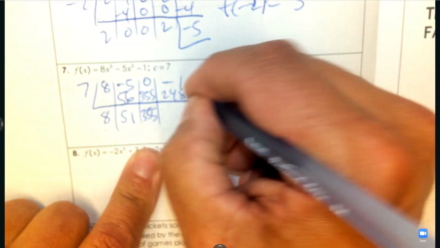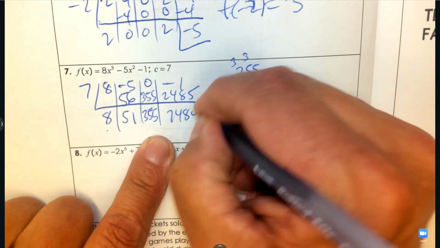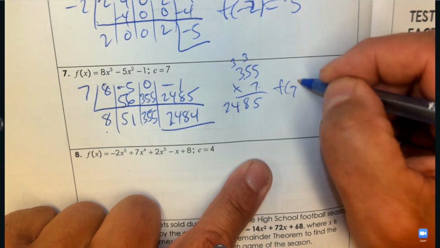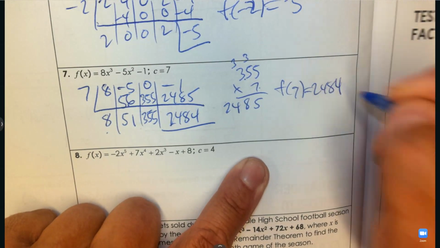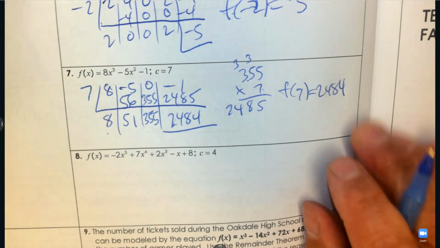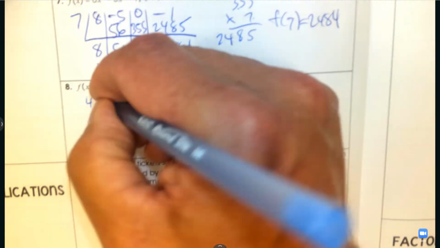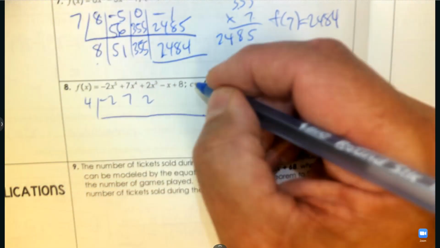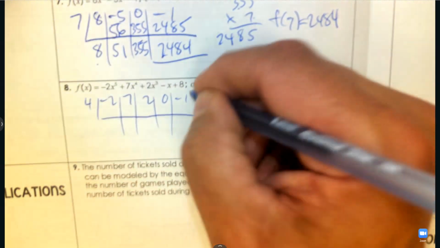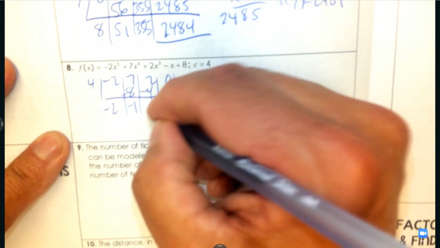So it's 2,485. Subtract 1, so it's 2,484. And so if I plugged in 7, that's the answer. It's still way easier than plugging in and trying to do it the old-fashioned way. Okay, one more time. 8. Evaluate at 4. You have negative 2, 7, 2, 0, negative 1, and 8. And then we're going to add, and then we're going to multiply.